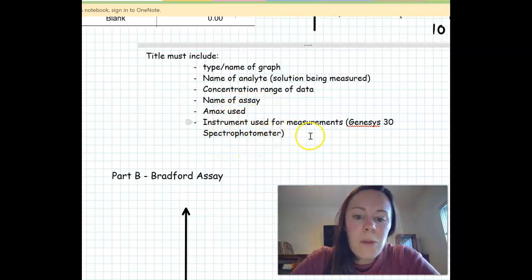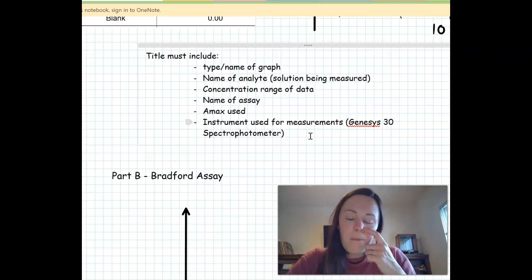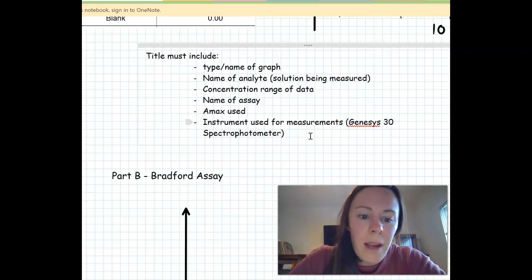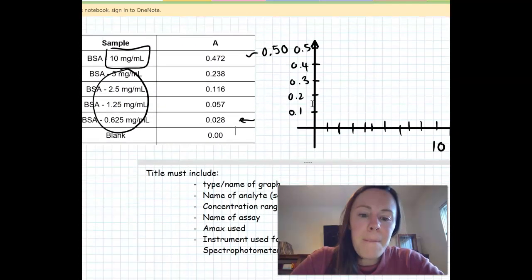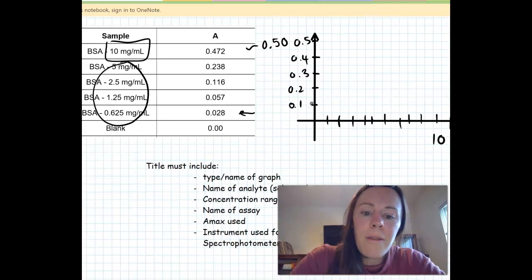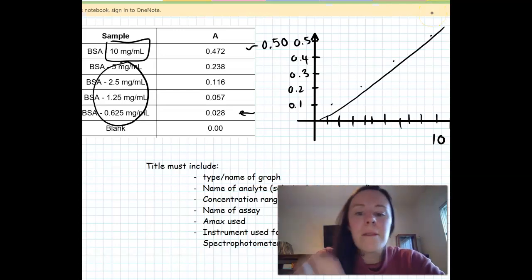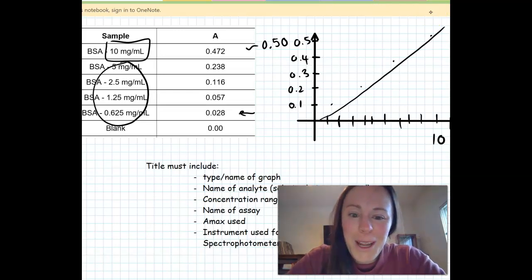So our instrument used was the Genesis 30 spectrophotometer, and all of these absorbances were measured at a particular wavelength, which was determined in the video. So if you didn't write it down, go back and check what the Amax was that was used to measure all of these absorbance readings. Okay? When you're done, you should have nice linear points, and you can use a ruler to draw a line of best fit. Okay, that was not a good job, but you're going to use a ruler and make a nice straight line that goes through those points.